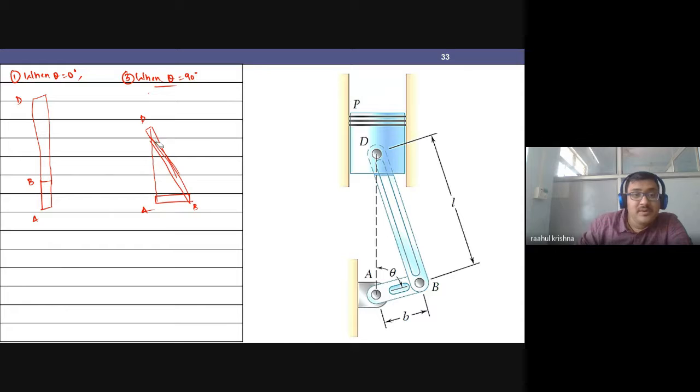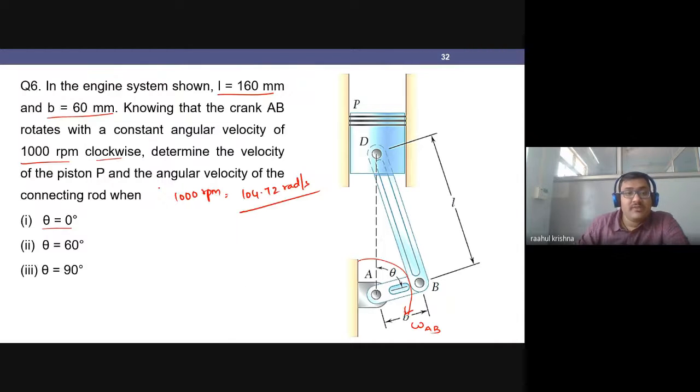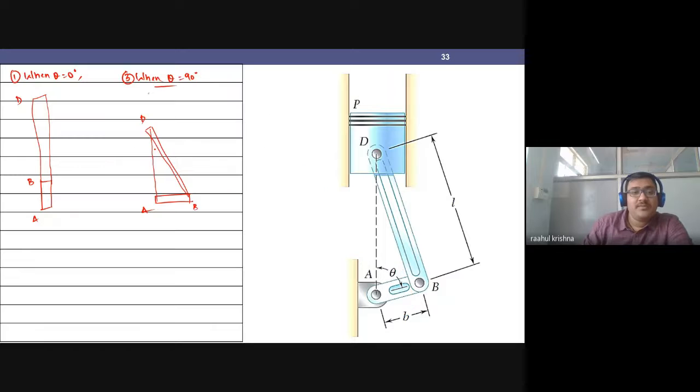That actually makes this problem interesting, to see all the three cases, so you can have a comparison of all three cases. Like what will be the angular velocity of the piston and the connecting rod. So in all the cases, I have to find out omega BD and I have to find out VD. At the end, we have to find out the same thing again for three different cases.